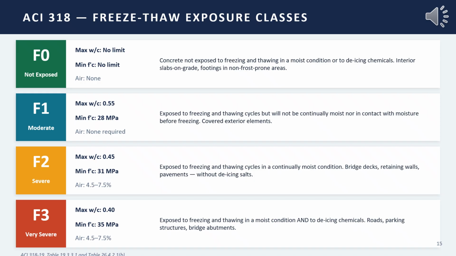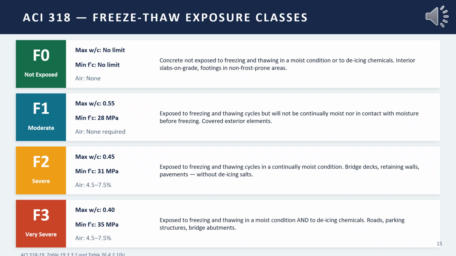F1 covers moderate freeze-thaw exposures where the concrete will not be continuously moist. A covered exterior element or a wall that dries out between wet seasons might qualify. Maximum water-cement ratio here is 0.55, minimum strength is 28 megapascals. Air entrainment isn't required by ACI 318 for this class, though it's a good practice.